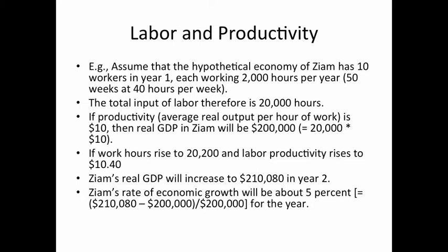Therefore, the total input of labor, how many workers we have multiplied by how many hours they work: 10 workers working 2,000 hours a year gives us 20,000 hours of labor input in year 1. Let's say productivity in year 1 was $10 an hour. That's the average real output per hour of work. So the average of our 10 workers produces $10 worth of real GDP in an hour. Well, if we have 20,000 labor hours worked at $10 an hour, that gives us a real GDP in Siam in year 1 of $200,000.